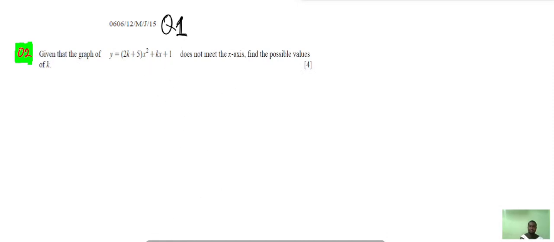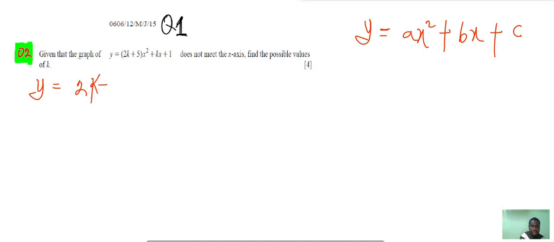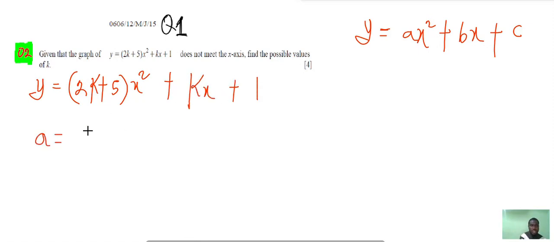So this has been made very simplified because you only have one possible variable here. It's as if this is arranged to look like y equals ax squared plus bx plus c. So we have y equals 2k plus 5 x squared plus kx plus 1. We only need to identify a, b, and c. A is what you have behind x squared, 2k plus 5. B is the coefficient of x, that's k. C is the constant, the term that does not contain x at all, that's 1.